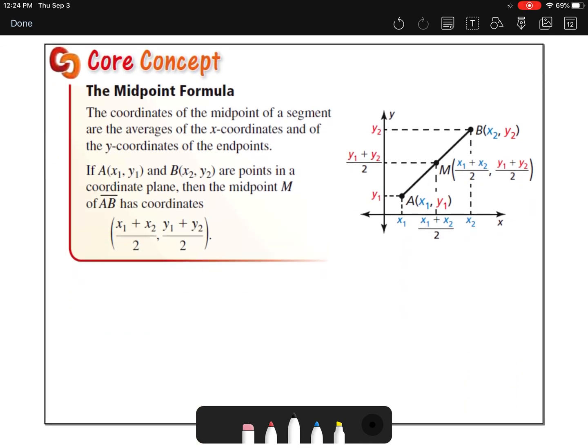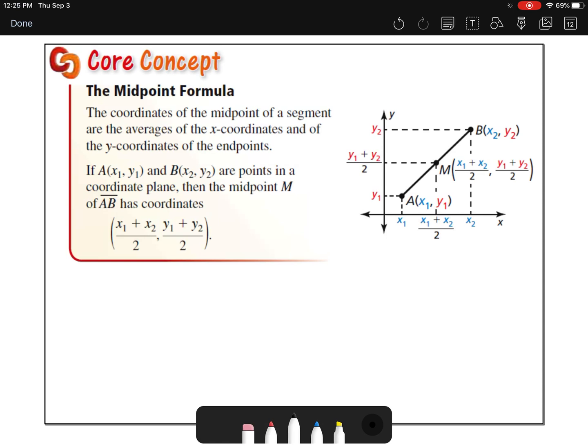Remember, you can pause this anytime you need to slow it down and look at some problems if you don't understand something. Now, the midpoint formula is the easiest formula, in my opinion, that you will learn, period.